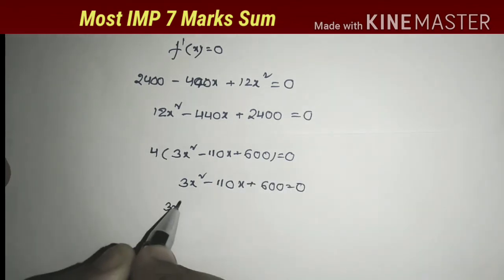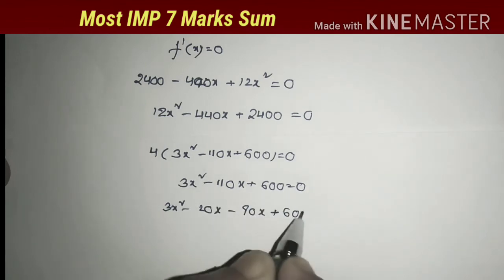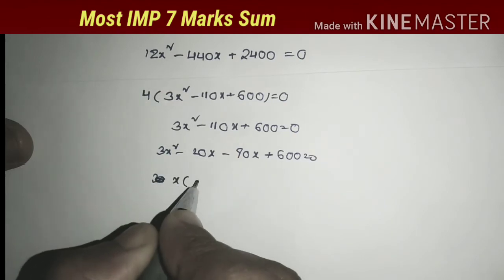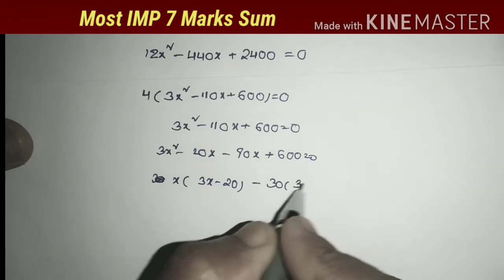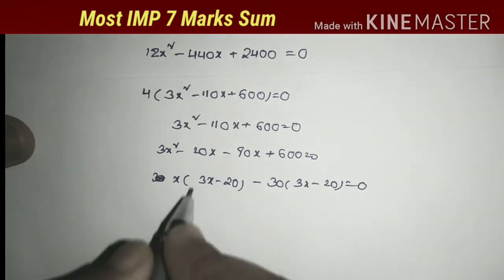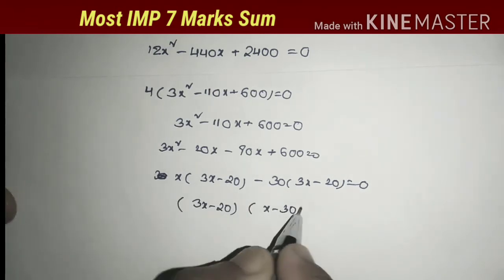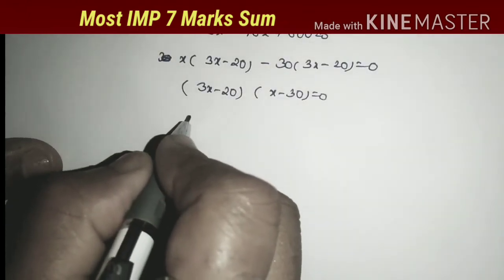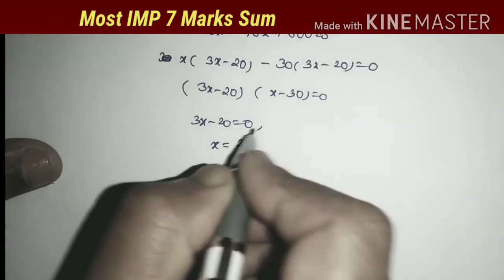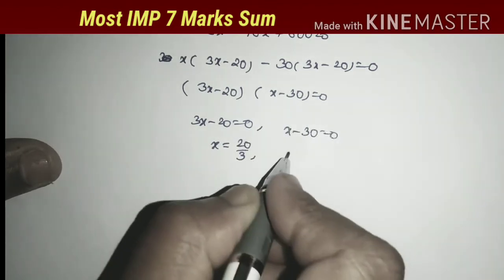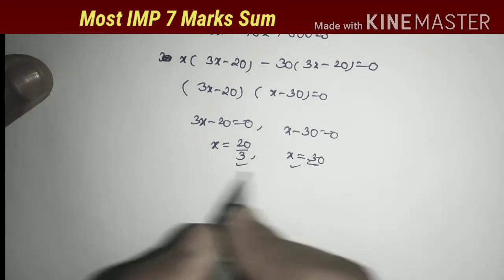Now taking the factorization, this is 3x square minus 20x minus 90x plus 600 is equal to 0. Taking x common here, x into 3x minus 20, minus taking 30 common here, 30 into 3x minus 20. That is again 3x minus 20 common. 3x minus 20 into x minus 30 is equal to 0. So 3x minus 20 is equal to 0, then the value of x is equal to 20 by 3. And here x minus 30 is equal to 0, then the value of x is equal to 30. Therefore, these are the values of x.